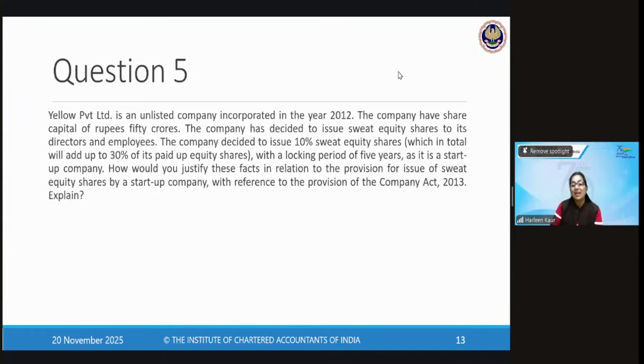The company decided to issue 10% of the sweat equity shares, which will add up to 30% of its paid up capital with a lock-in period of 5 years, as it is a startup company. Justify these facts in relation to the provisions of sweat equity shares by a startup company. Was there anything in sweat equity shares that you have read related to startup companies? Was there any exemption or any point for a startup company? Tell me.